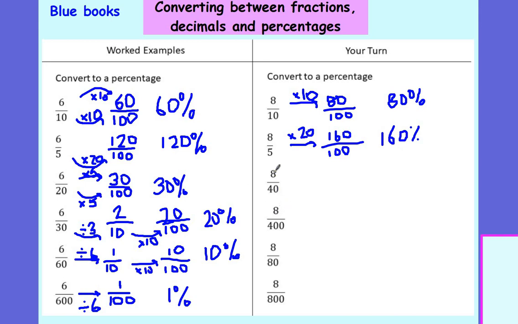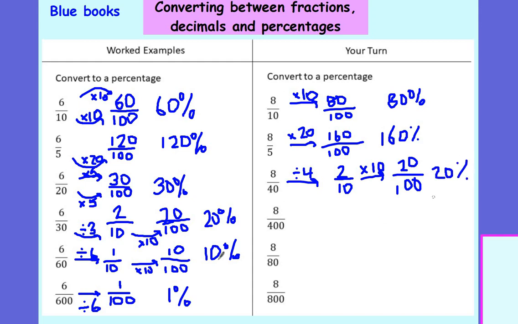For the third one, I had 8 out of 40. I can't just multiply top and bottom by an integer. I'm going to have to divide by 4 first to give me 2 out of 10, and then multiply by 10 to give me 20 out of 100, which I know is 20%.